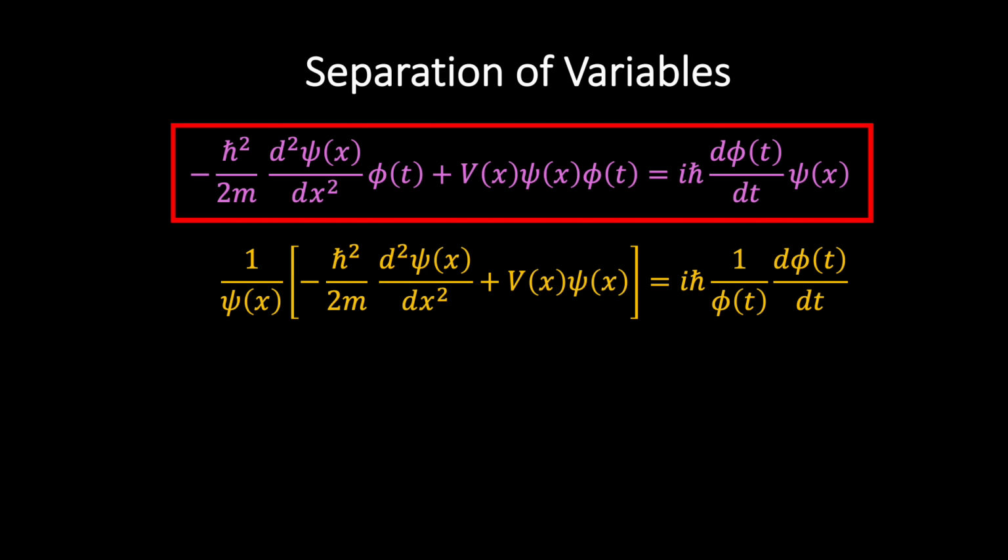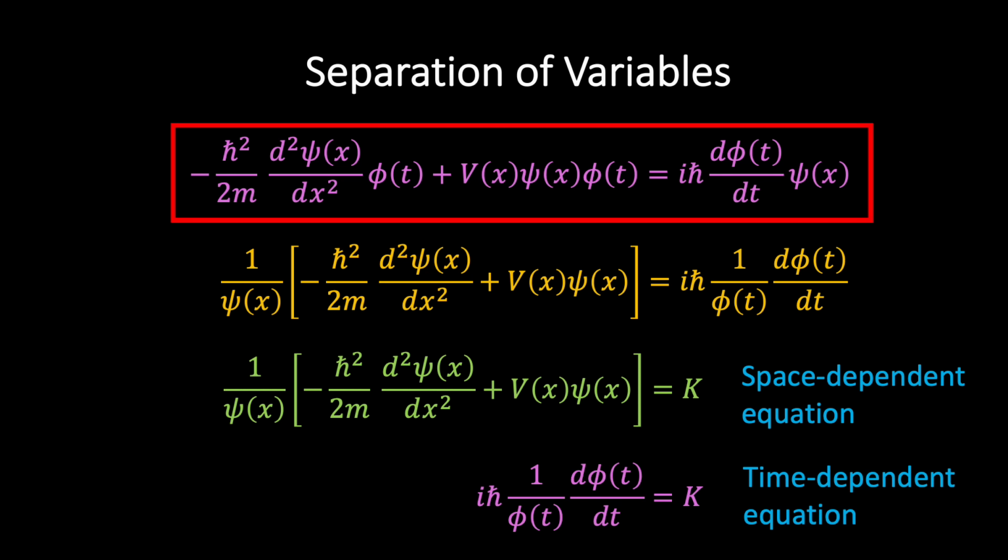Since the right-hand side does not depend on x, while the left-hand side does not depend on t, their common value cannot depend on x or t. In other words, the common value must be a constant, which we shall call k. And so we can write two equations involving k, a space-dependent equation and a time-dependent equation. The constant k is called the separation constant, and we see that the effect of employing this technique has been to convert the single partial differential equation, involving two independent variables x and t, into a pair of ordinary differential equations, one involving x alone and the other involving t alone.